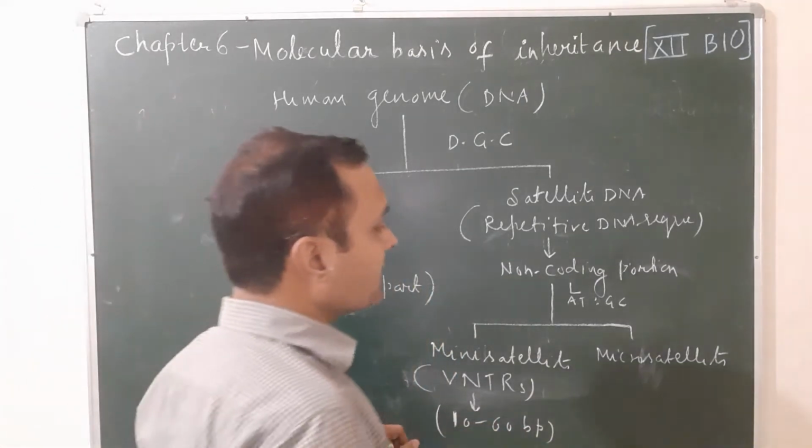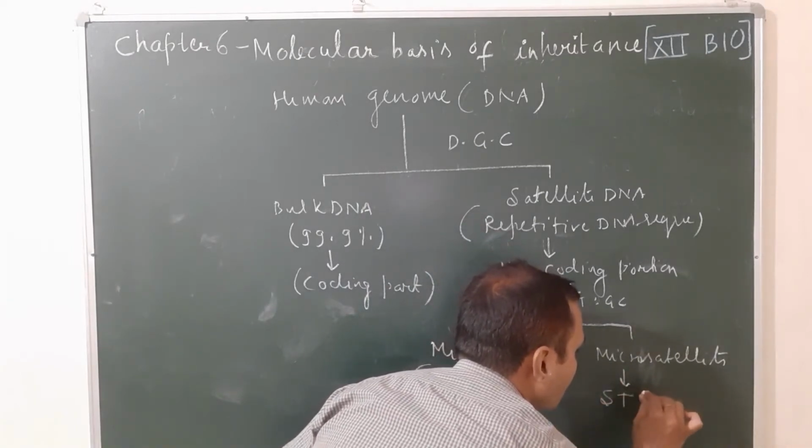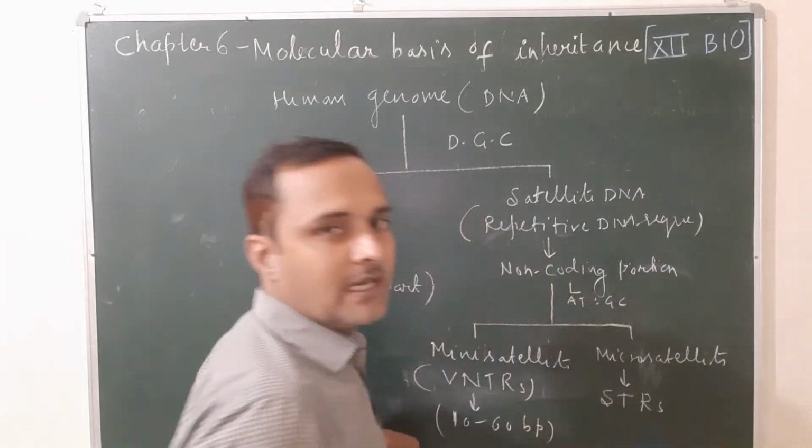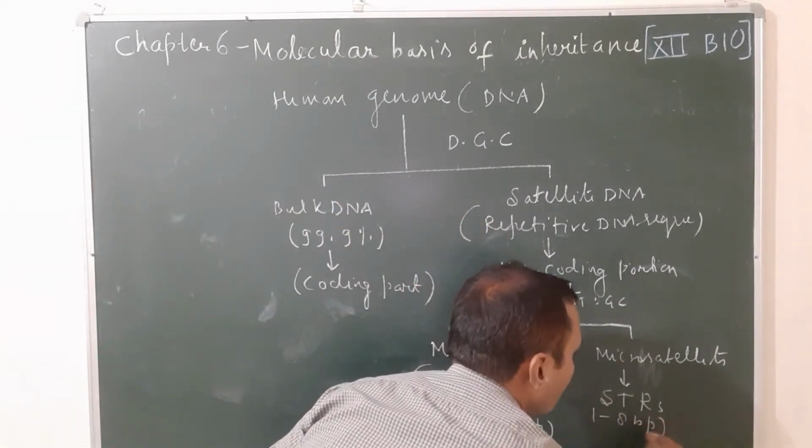The microsatellites are also known as STRs. STRs stands for short tandem repeats, and an STR is about 1 to 8 base pairs long.